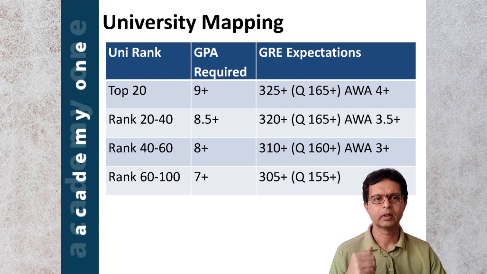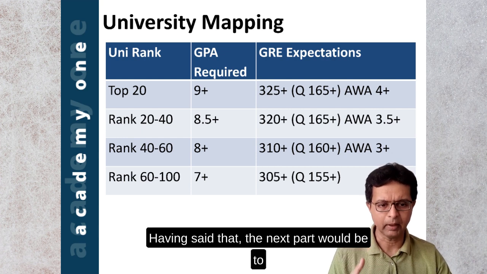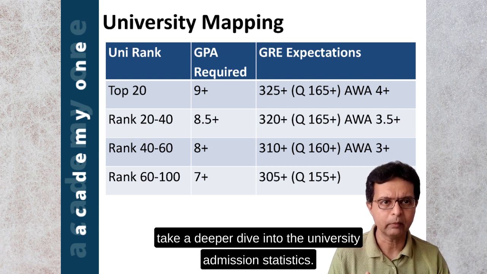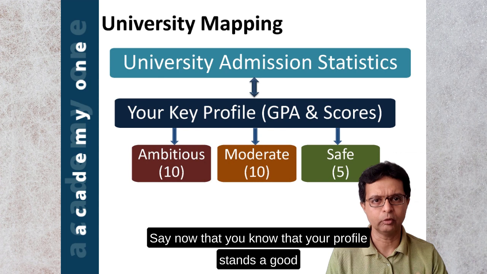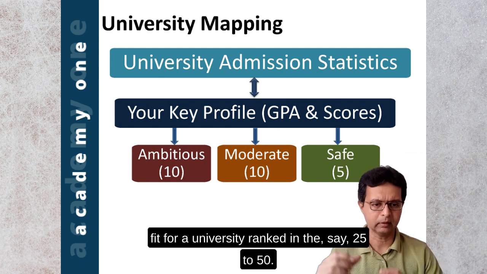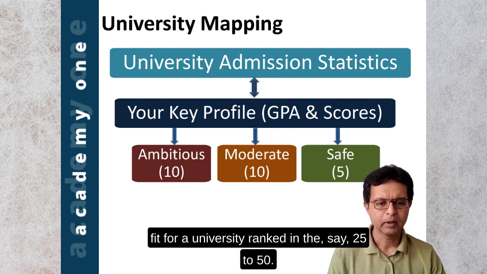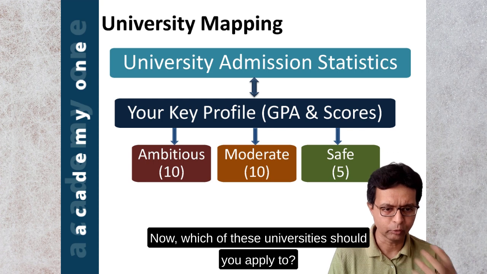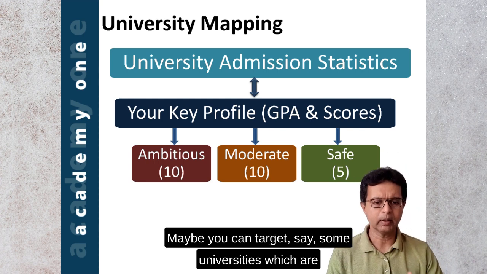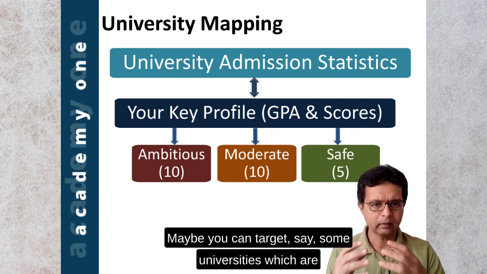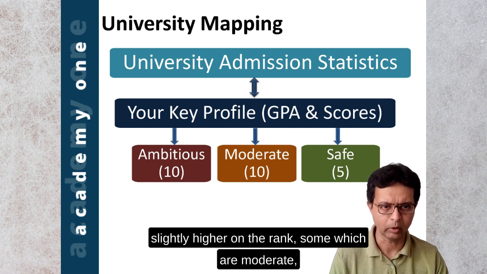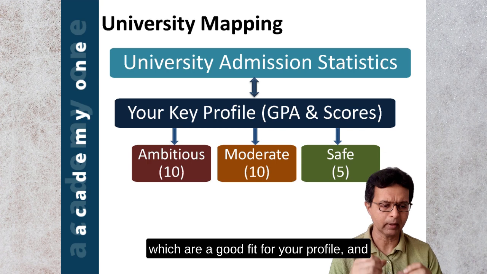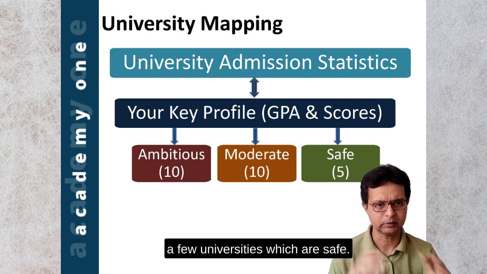can get into. Having said that, the next part would be to take a deeper dive into the university admission statistics. Say you now know that your profile is a good fit for universities ranked, say, 25 to 50. Now which of these universities should you apply to? Maybe you can target some universities which are slightly higher in rank, some which are moderate and a good fit for your profile, and a few universities which are safe.